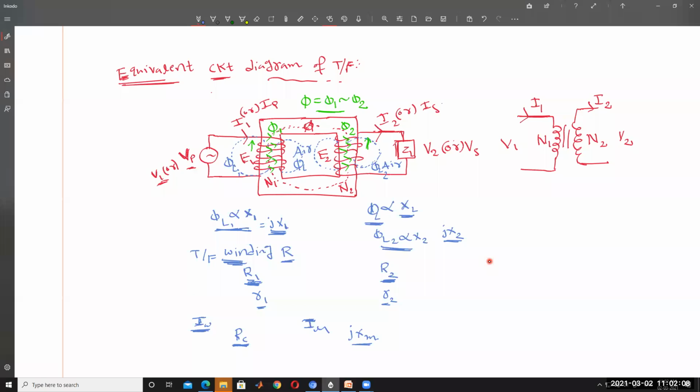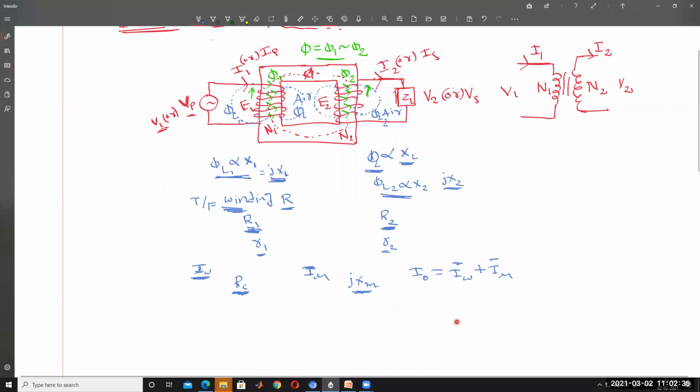Core loss component RC and magnetizing reactance Xm. So I naught, the no load current, is a combination of the watt-full component and the magnetizing component. This is under no load condition.